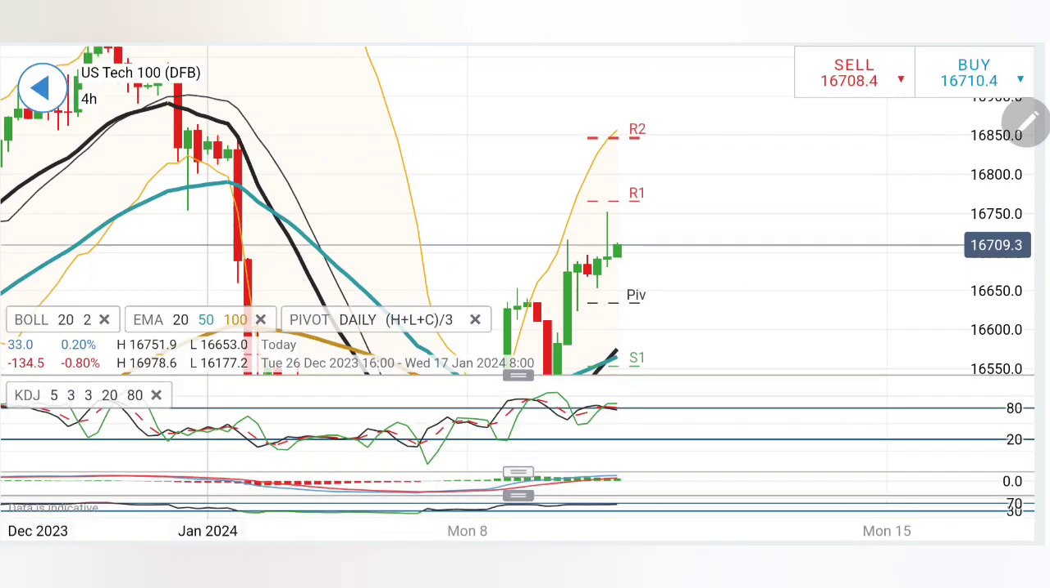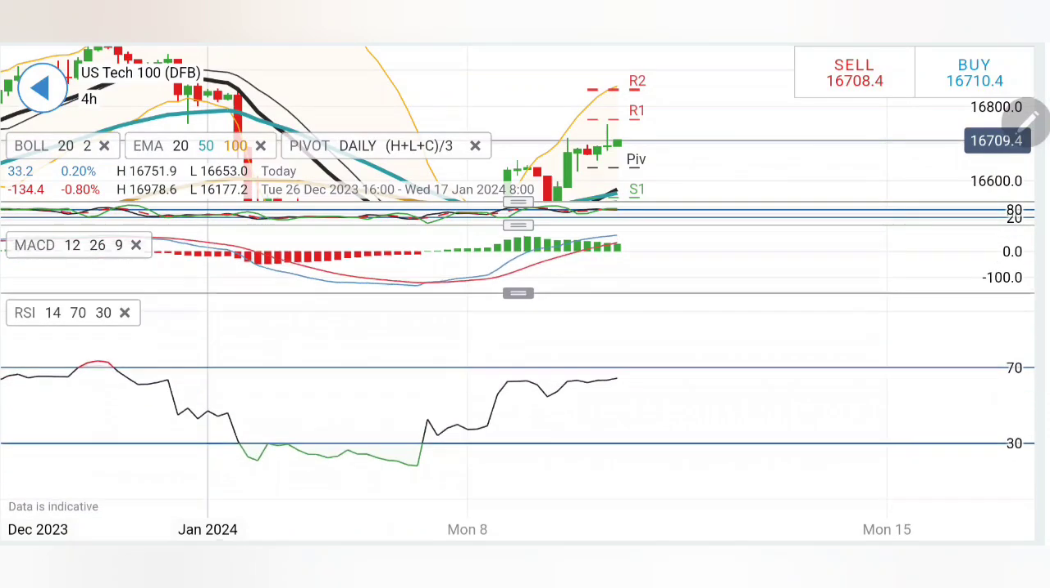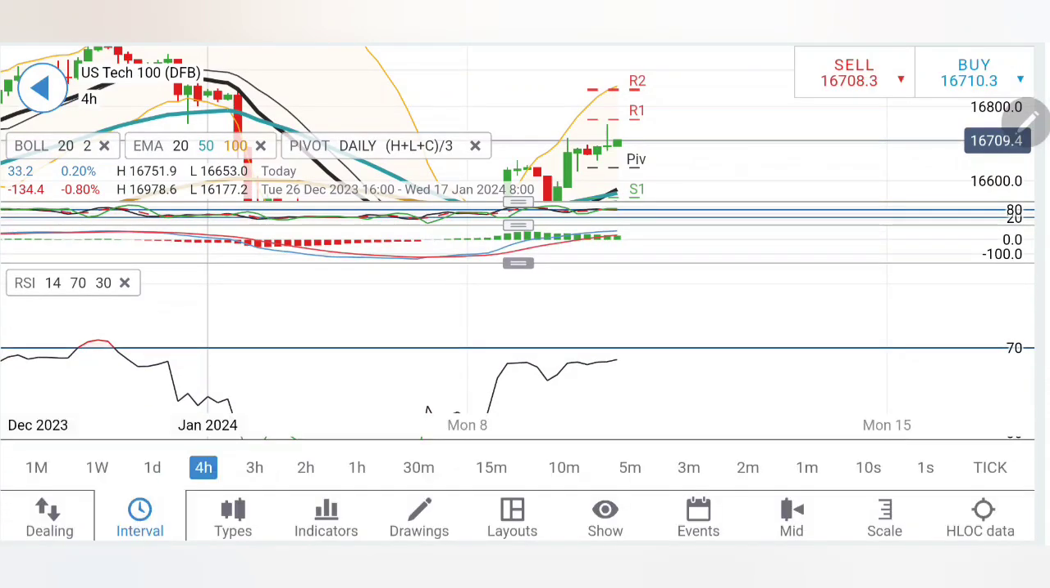Be watchful here. Stochastic near to overbought. MACD is in green, divergent bullish. RSI rising. Coming to the daily.